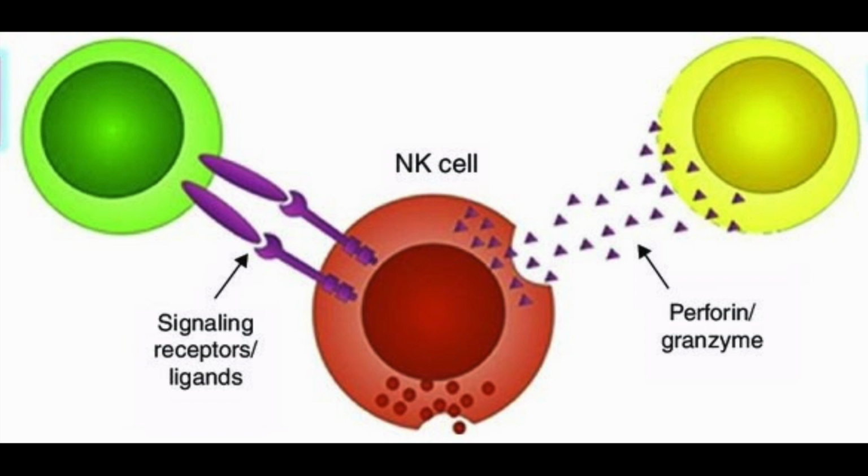This response results in a release of chemicals called perforins and granzymes. The perforins basically make pores in the targeted cell's membrane so that the granzymes can enter the target cell and trigger apoptosis, or programmed cell death.